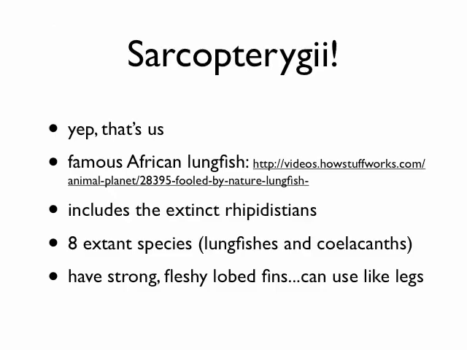And then the Sarcopterygii is where we will stay for the rest of the class. This includes some famous extinct fishes as well as a few extant fishes like the African lungfish. And I will show you a really great video of them.